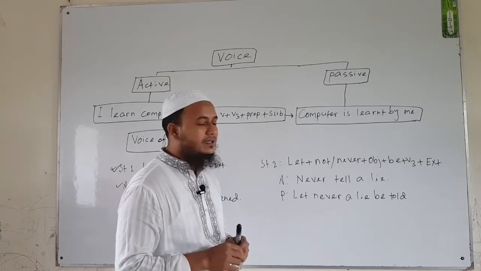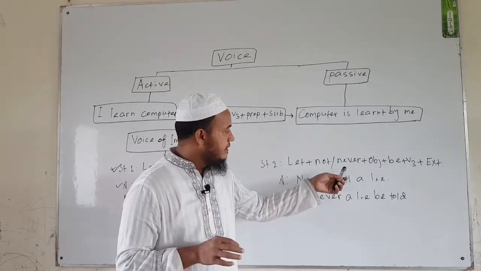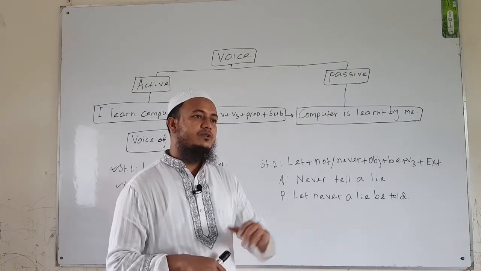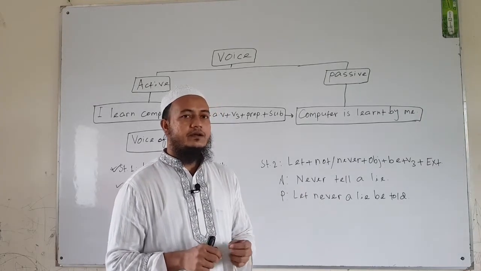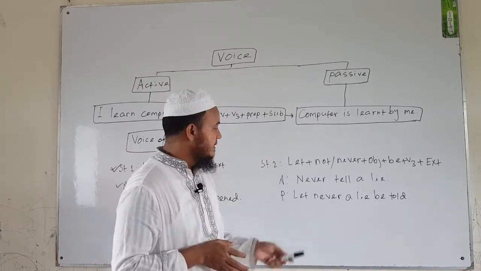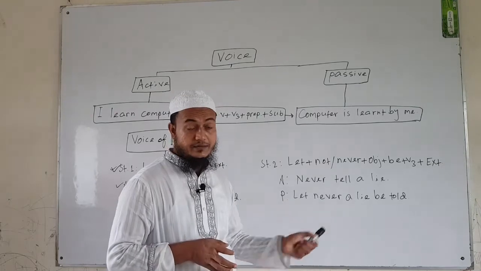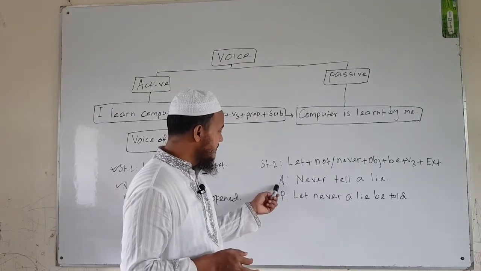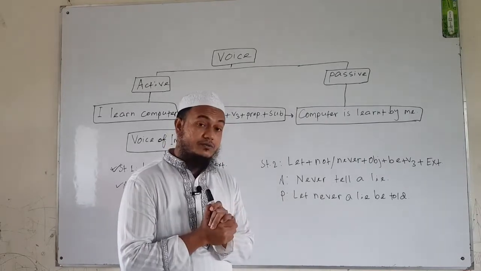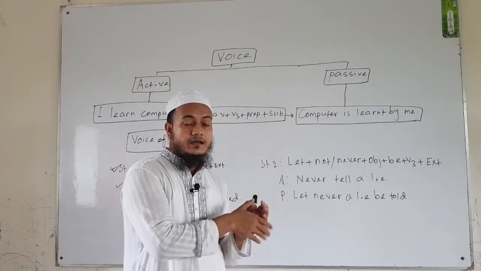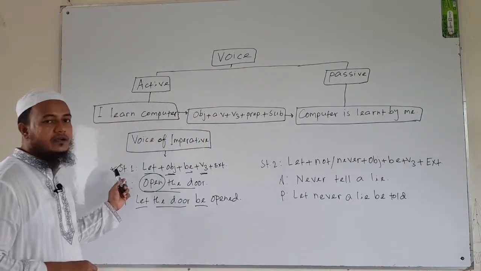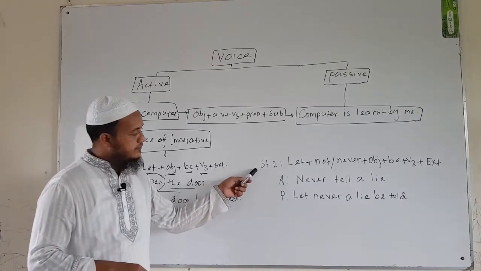So if you see never at the beginning of the sentence, you will have to use never after let. And if you see something like don't go there, or don't read English newspaper, don't tease the poor people, like this, then you will have to use not after let, okay. So look at this sentence, active voice: never tell a lie, okay. So if you are asked to change this sentence into passive, you will have to follow this structure, not this one, because this is for affirmative sentences and this one is for negative sentences, okay.